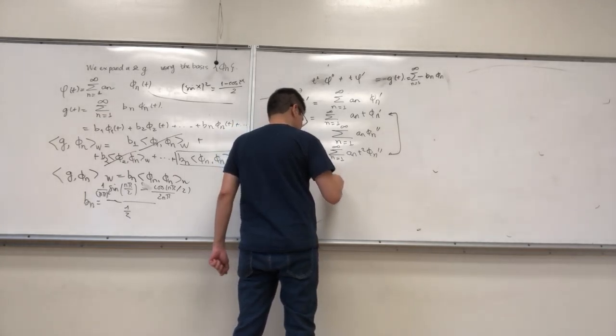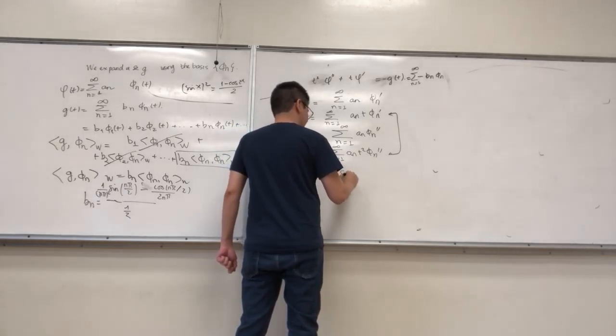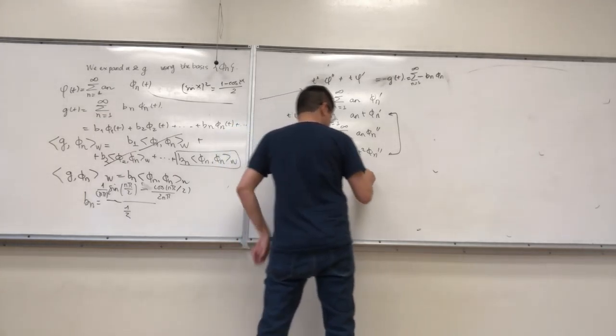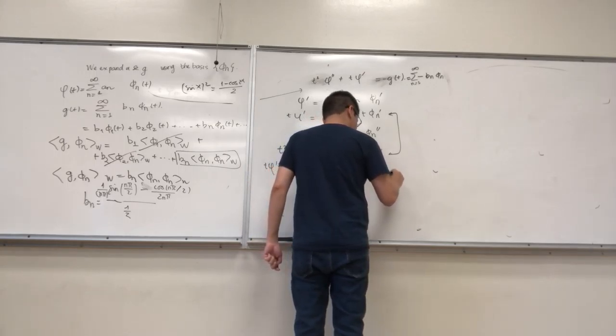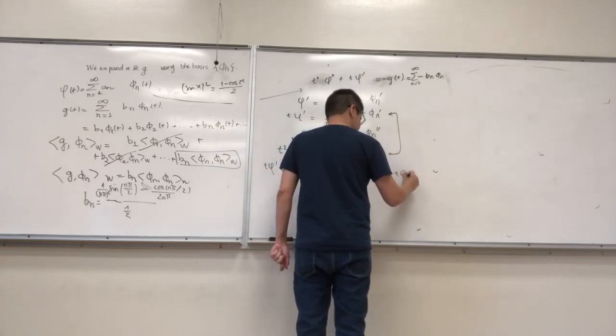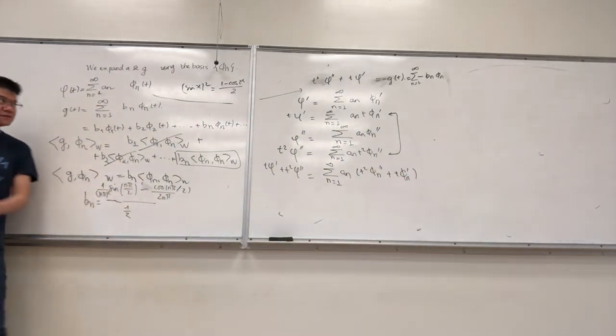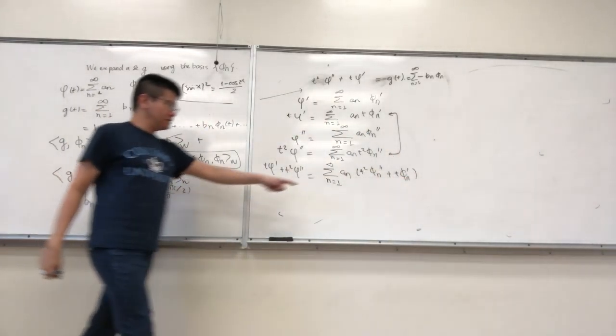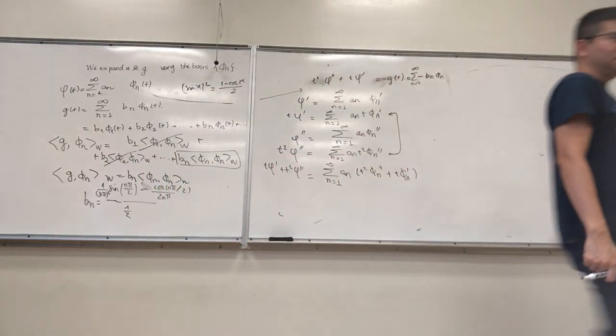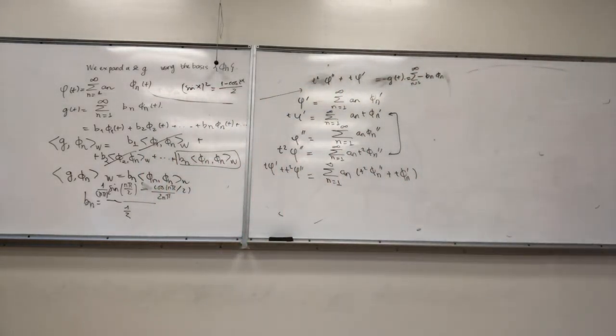Now I have everything inside, right? a_n t squared phi_n second plus t phi_n prime, right? That's good. Right, so what can you see from this guy? What is t squared phi_n second plus t phi_n prime? What is it?